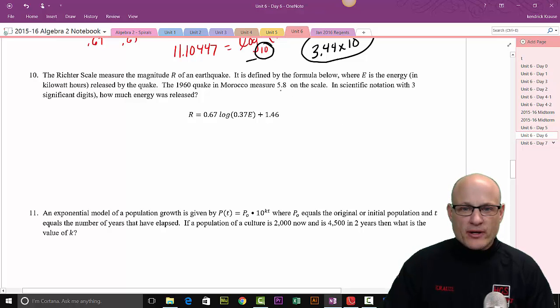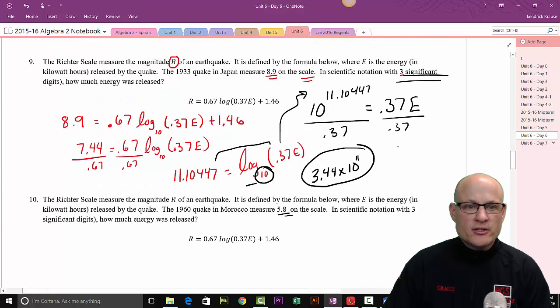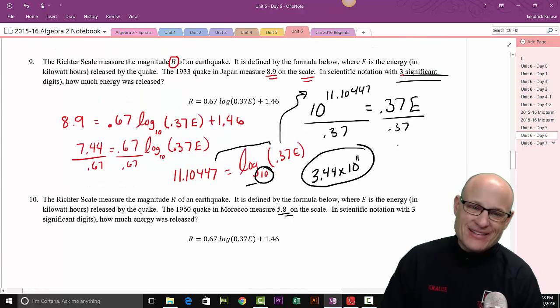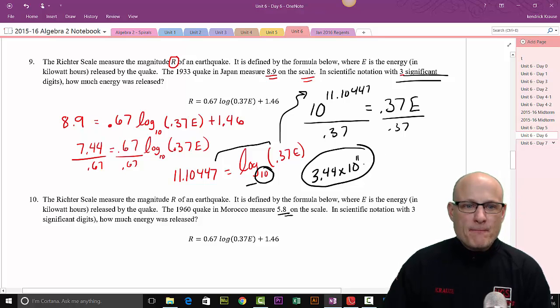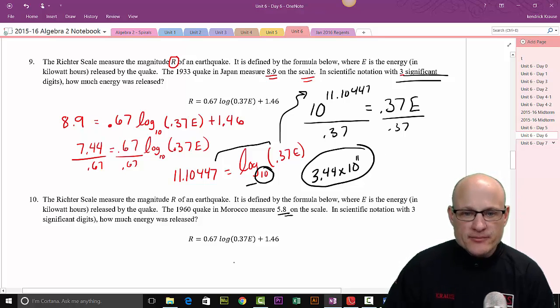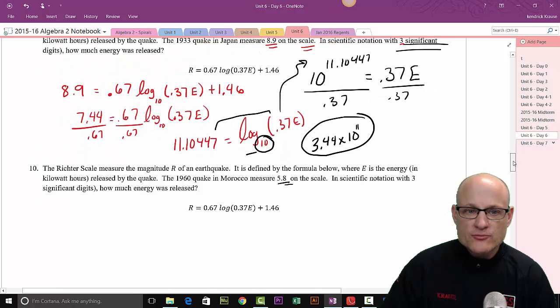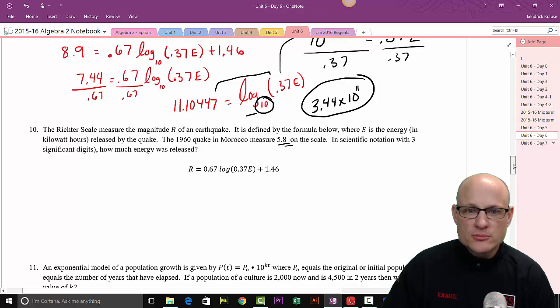Oh, this one's just 5.8. So we're just going to do that same thing. So how is it going to change here? The only difference is same formula, but we're going to do that same math. So in this case, this is 5.8. So let's go through it.